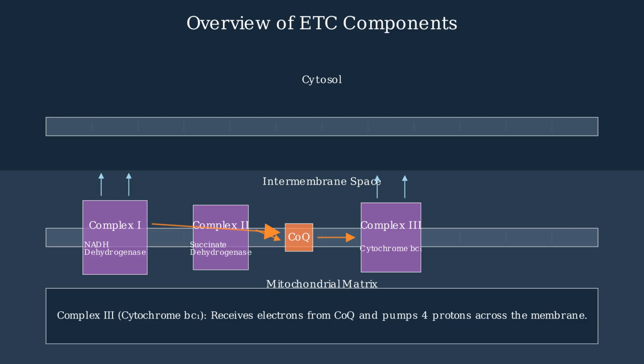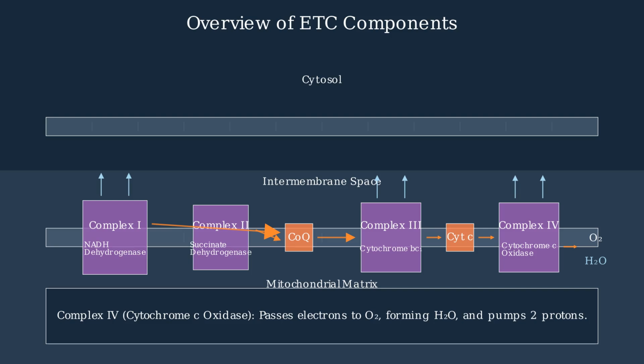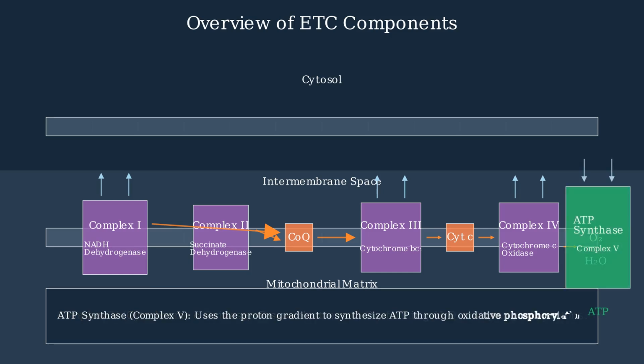Complex 3, the cytochrome bc1 complex, receives these electrons and pumps 4 protons across the membrane. Cytochrome C is another mobile electron carrier that transfers electrons from complex 3 to complex 4. Complex 4, cytochrome C oxidase, passes electrons to oxygen, forming water, and pumps 2 additional protons. Finally, ATP synthase, sometimes called complex 5, uses the proton gradient established by the electron transport chain to synthesize ATP through oxidative phosphorylation. Together, these components form a sophisticated molecular machinery that converts the energy from electron transfer into the proton gradient necessary for ATP synthesis.